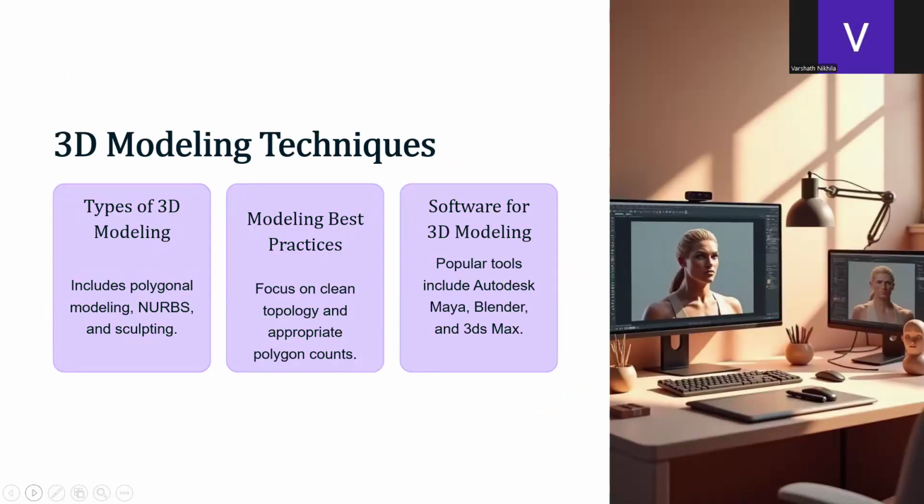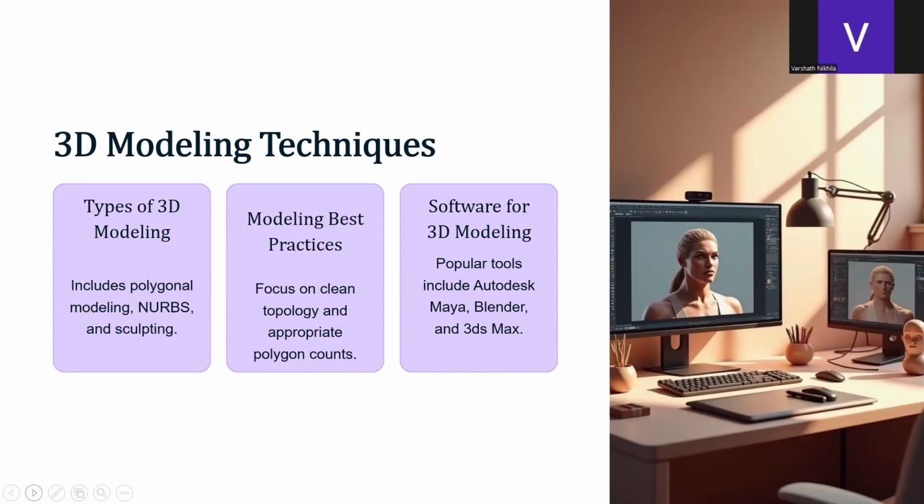Then, 3D modeling techniques. So, all CGI starts with a 3D model. There are different techniques like polygonal modeling, NURBS modeling, digital sculpting, like that. In polygonal modeling, we use geometric faces to build shapes. On the other hand, NURBS is ideal for smooth curved surfaces like car bodies. Digital sculpting is great for organic shapes like faces or creatures.